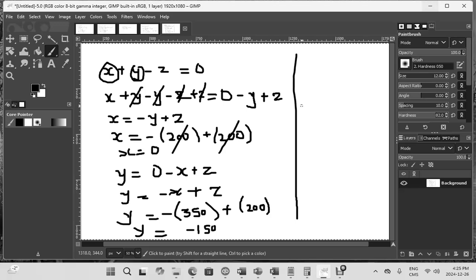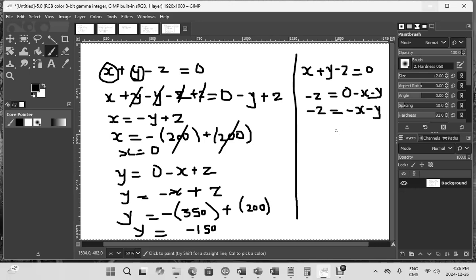Now if you want to solve for z, again, same story. So x plus y minus z equals 0. If you want to solve for z, you'll need to isolate z, which means negative z equals 0 minus x minus y. Notice x and y are positive, which means negative z equals negative x minus y.